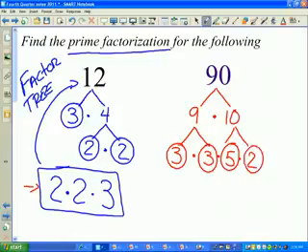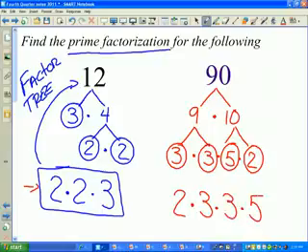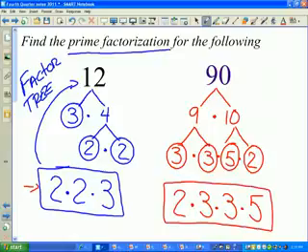If I want to arrange this in numerical order, from least to greatest, I can go 2 times 3 times 3 times 5. This is the prime factorization of my original number, which was 90. So check it. 2 times 3 is 6. 6 times 3 is 18. 18 times 5 is 90. All right? So that's what we're doing with prime factorization.